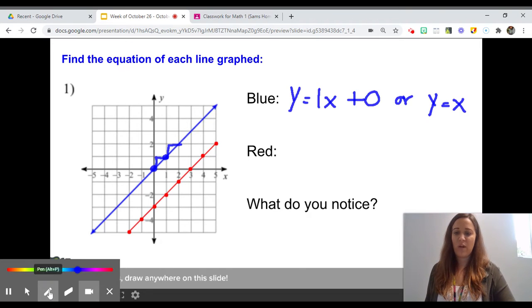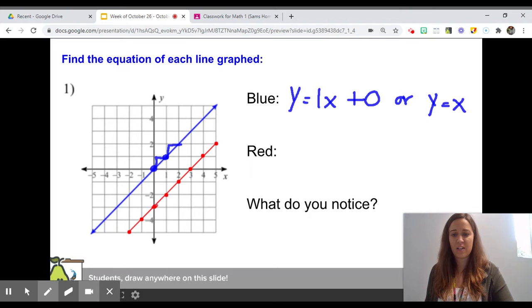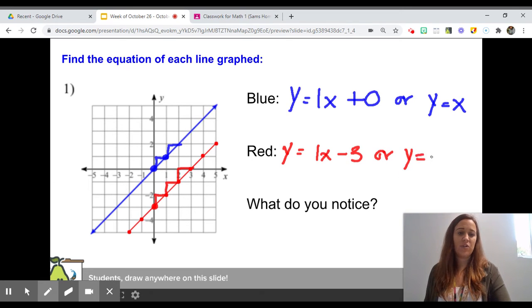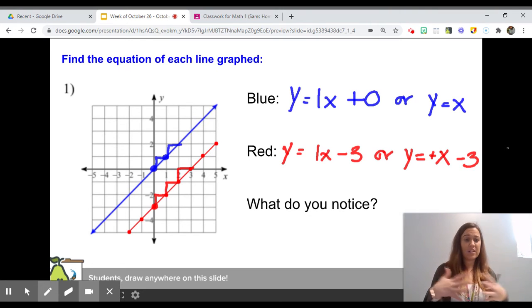And now let's look at the red line. Our red line is hanging out here, and it's crossing my y-intercept at -3. My slope here is also up 1 over 1. So y is equal to 1x, and then we have -3 to represent that y-intercept, or you could put y is equal to negative x, positive x, my bad, -3.